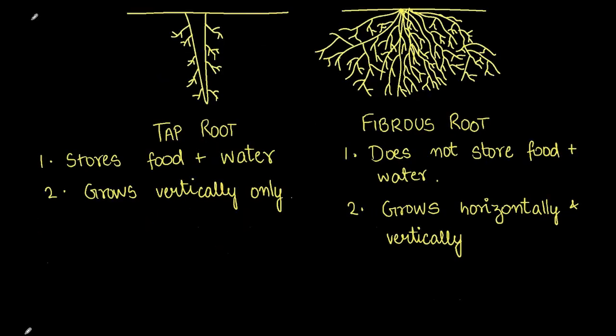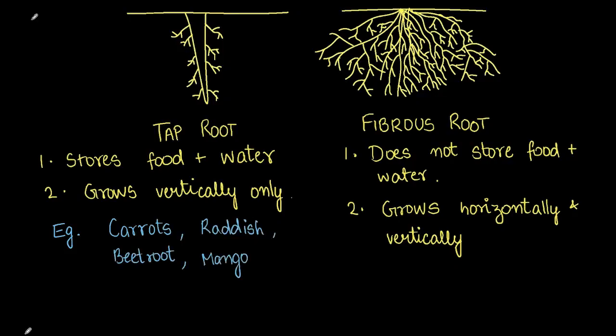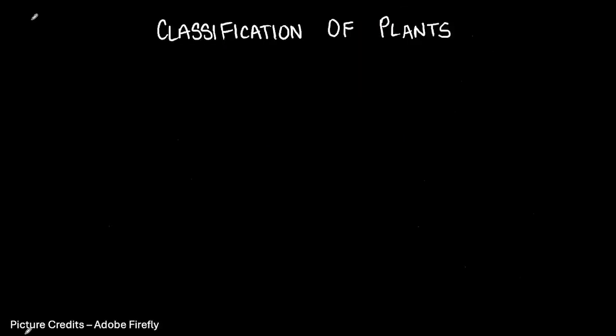Okay, let's get into examples. What are some examples? Examples are carrots, radish, beetroot, and mango. All of these have taproots. And if you noticed, carrots and radish look exactly like the root there. Yep. Let's go to examples for the fibrous root. Rice has fibrous roots. Maize and wheat have fibrous roots. And yep, that's it. Now we come to the second part of the video, classification of plants into different types.